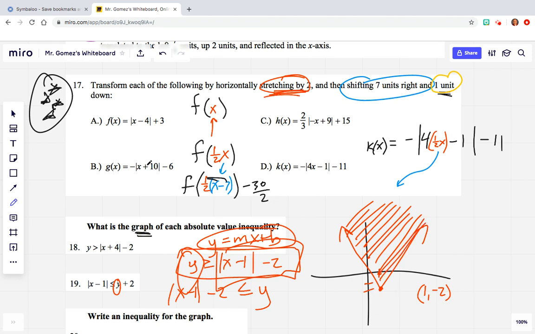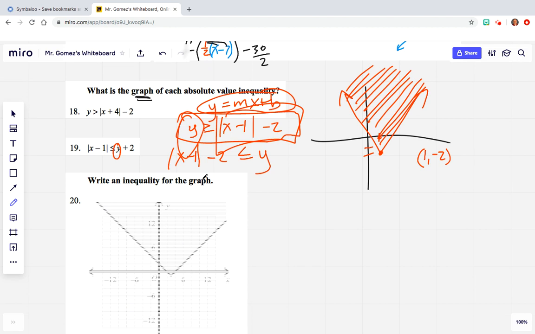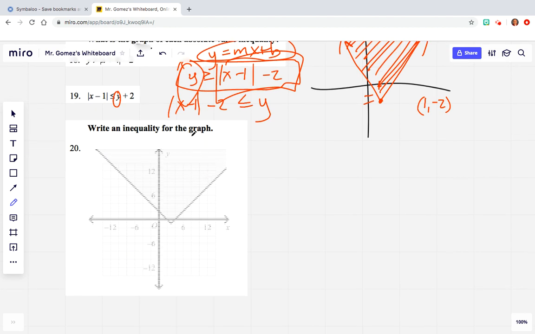All right. So last but not least, we have number 20. Write an inequality for the graph. Okay, so this graph, I know it's a little bit difficult to read. So we have 2, 4, 6, 8, 10, 12, and on this one, 2, 4, 6, 8, 10, 12. It's always a good idea to get the scale down first.